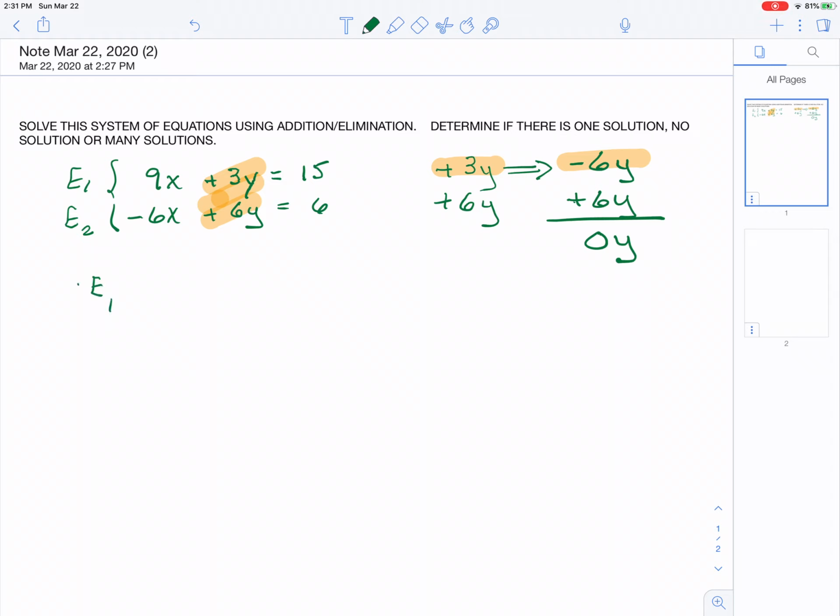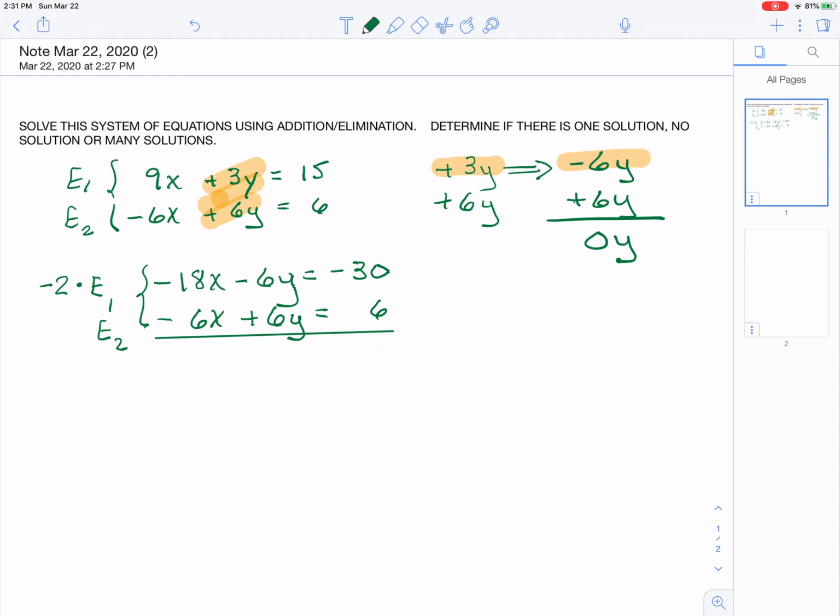Here's equation number 1. I'm going to multiply it by negative 2, which is going to give me a negative 18x, the negative 6y that I was hoping for, and negative 30 over there in the constant column. And I'm not going to do anything at all to equation number 2. And I'm going to draw my line, and I'm going to add down columns.